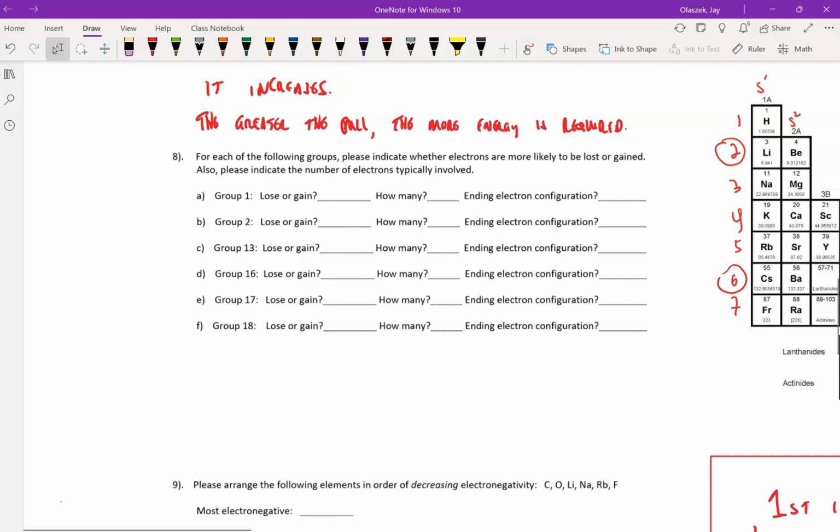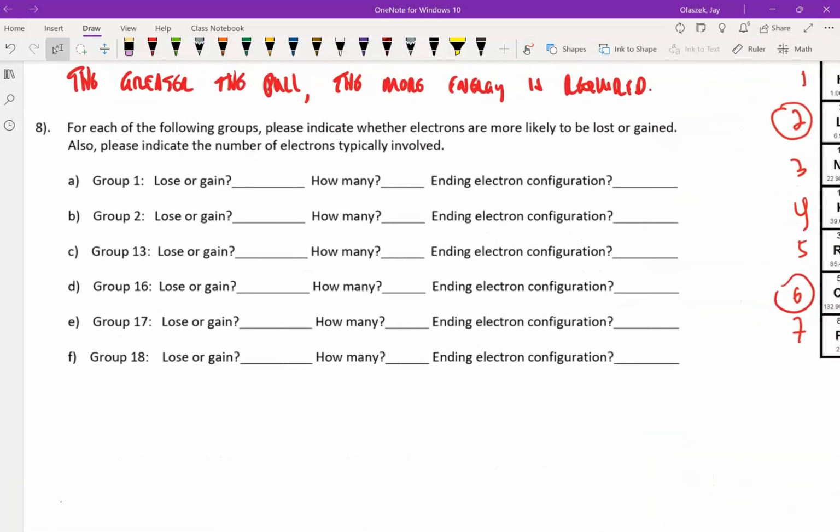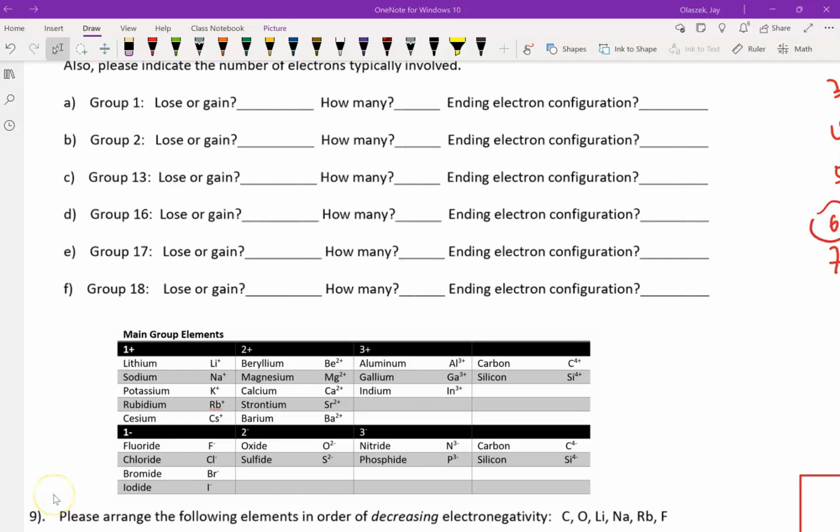Here is number 8, and it says, please explain for each of the following, indicate whether electrons are more likely to be lost or gained. Alright, here's how we're going to do this one. This tells you exactly what is going on in each group. All of these elements are in group 1. All of these elements are in group 2. All of these elements are in group 13. This is 14. This is 15. Of course, this is still group 14. This is 16. And this is 17.